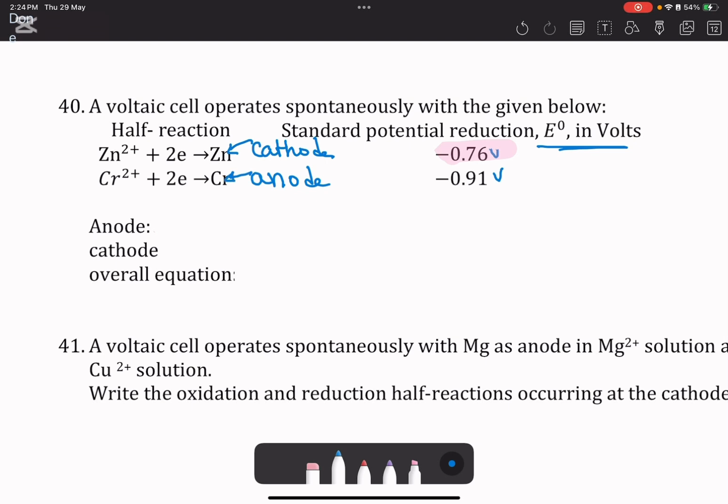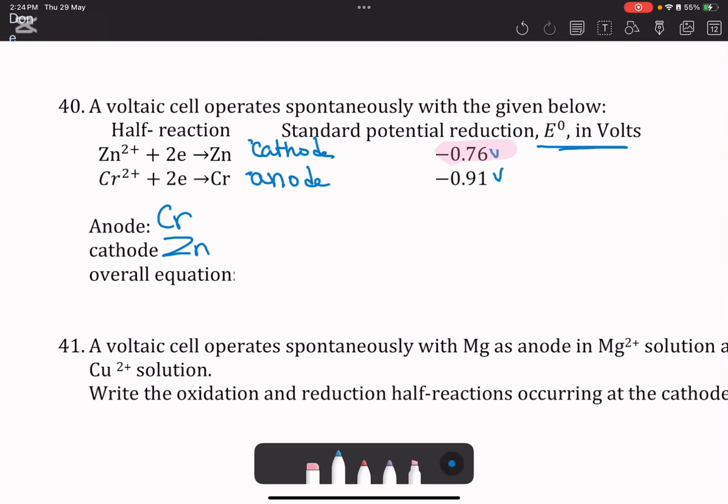So when we say electrode, you are not allowed to choose from the solution. These are the cathode solution and the anode solution. But when they tell me which one is the anode and which one is the cathode, I choose the solid metal. So the anode is the chromium, Cr, and the cathode is the zinc. Now the overall equation. Now here you go.